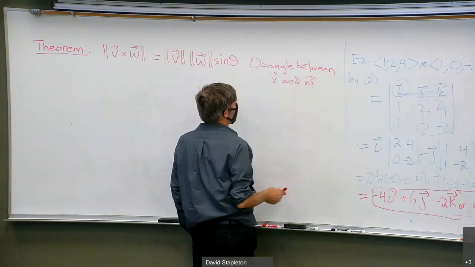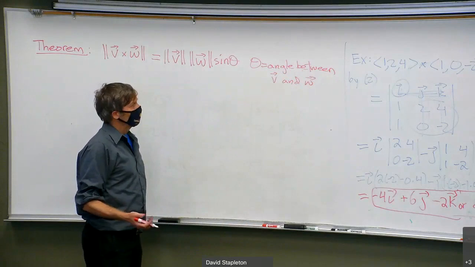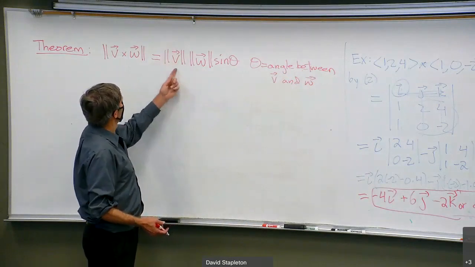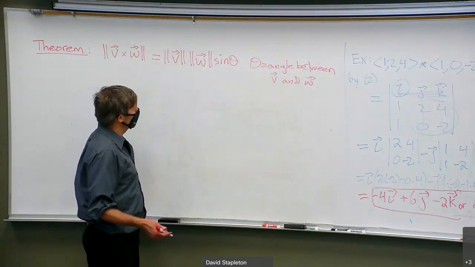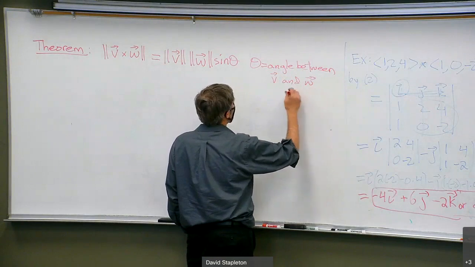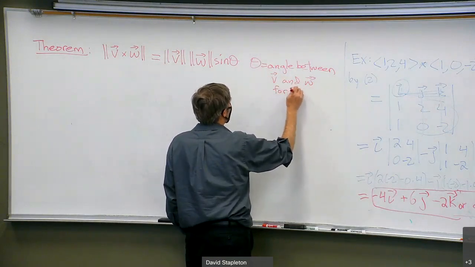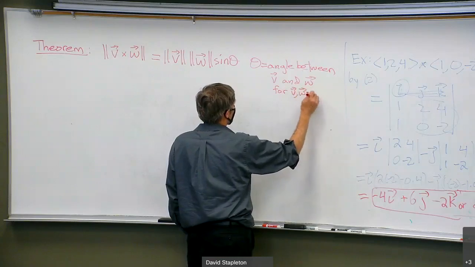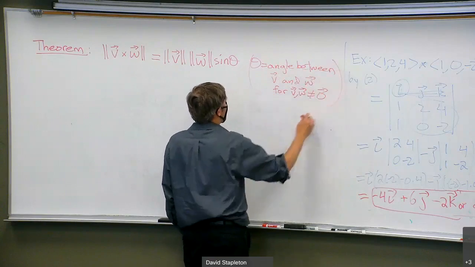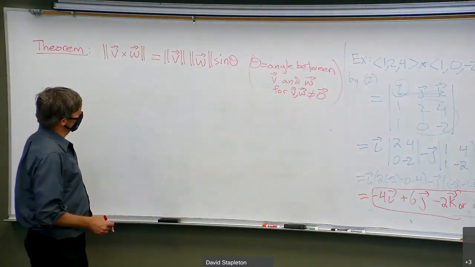Now, if one of them is a zero vector, then what's the angle between them? Well, it's undefined, but it doesn't matter because the length of the zero vector is zero, and so this whole thing will be zero. So when v and w are not equal to the zero vector, the vector of all components zero, then you do this, and otherwise the cross product is zero.